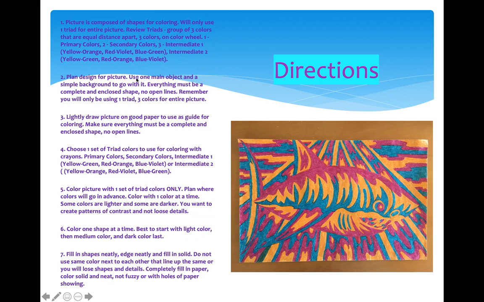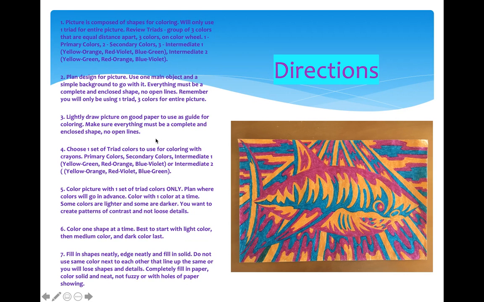Number 2, plan design. You want to use one main object. Mine is a shark, and it's sunlight coming through the water and the water. That's all that's there. You notice how big my shark is. And again, do not copy it. This is a very stylized drawing. Everything must be a complete and enclosed shape. No open lines. Remember, you will only be using one triad color, the 3 colors for the entire picture.